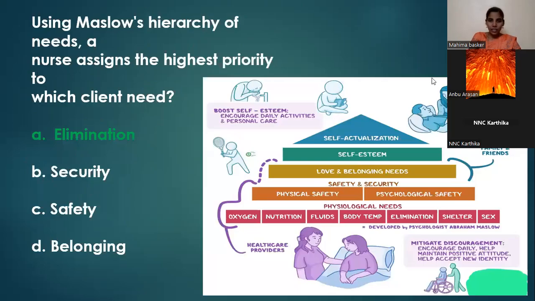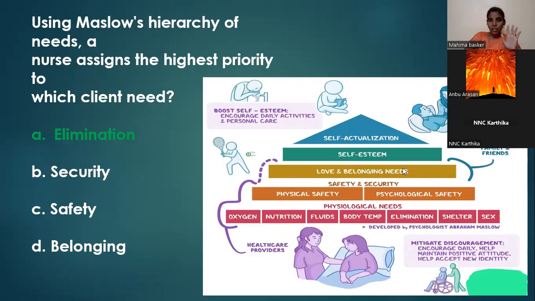Next one, see here. From this question, you will get this answer also. Using Maslow's hierarchy of needs, a nurse assigns the highest priority to which client need? The first priority, what is that? This is the Maslow hierarchy. From this question, we are going to see the Maslow hierarchy.